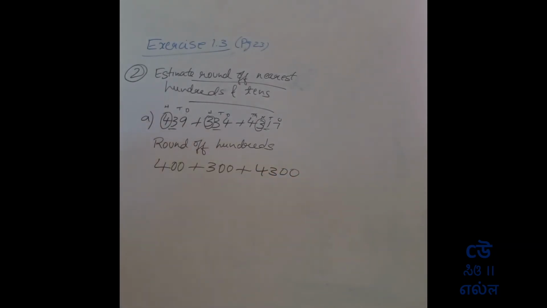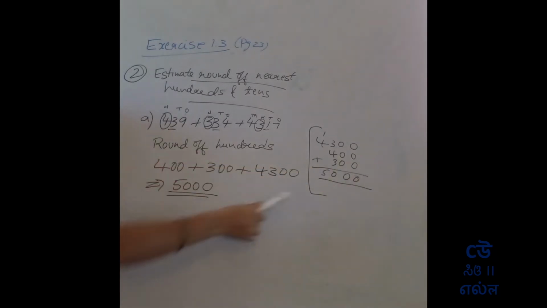Okay, children. Now if you add all these numbers, what will you get? If you add all this, you will get answer as 5,000. Okay. Then if you add all these numbers, you will get 5,000 as answer.